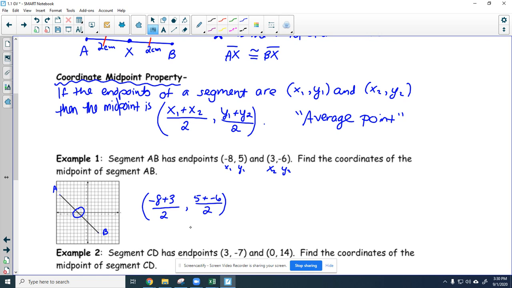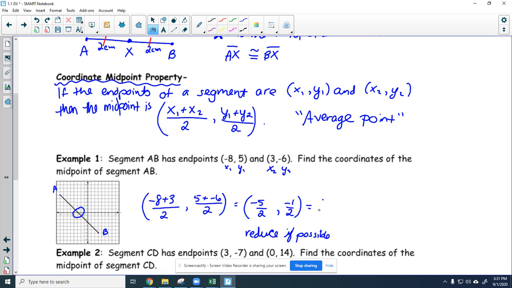Now, technically that's my answer, but that certainly doesn't tell me where this is located. So we just need to simplify that. -8 plus 3 is -5. Keep that divided by 2 there. 5 plus -6 is -1. Now, that's actually just fine as an answer. If you could reduce this, you should. So reduce if possible. This one can't be reduced any further. So that's fine as an answer.